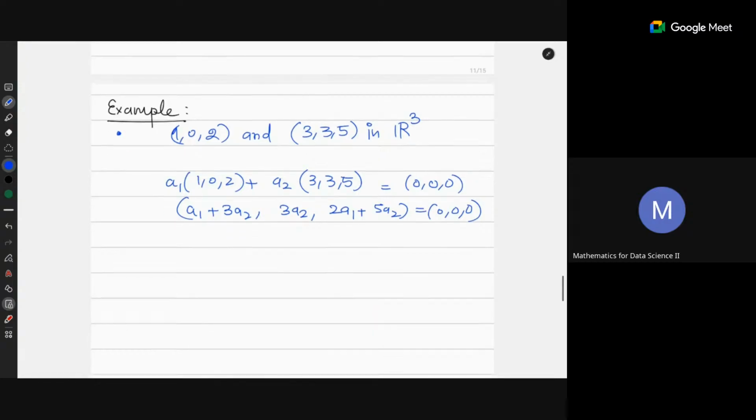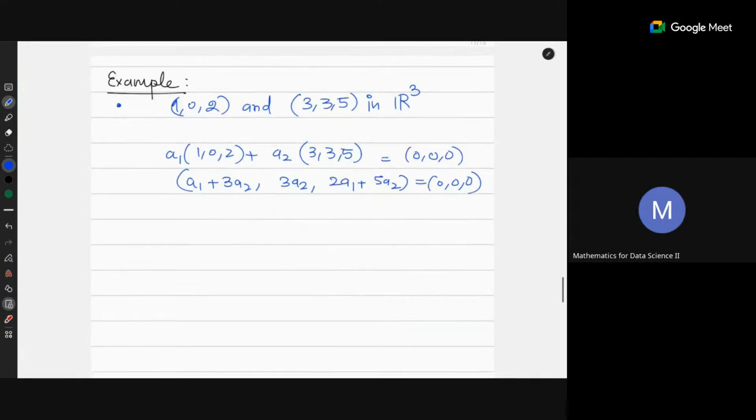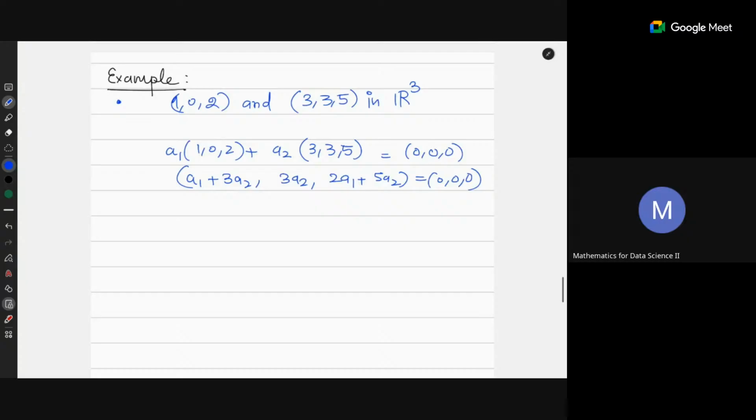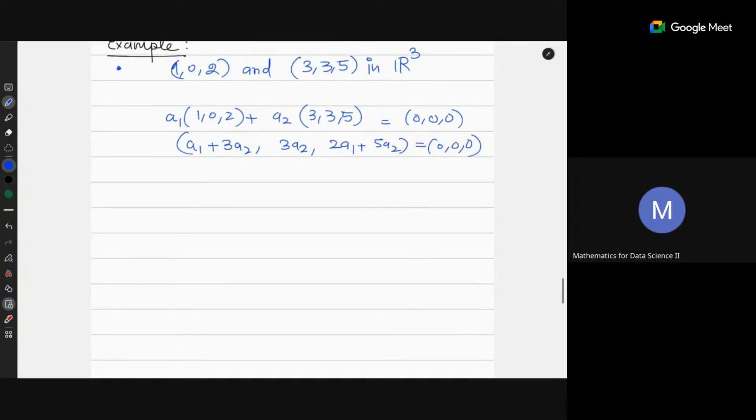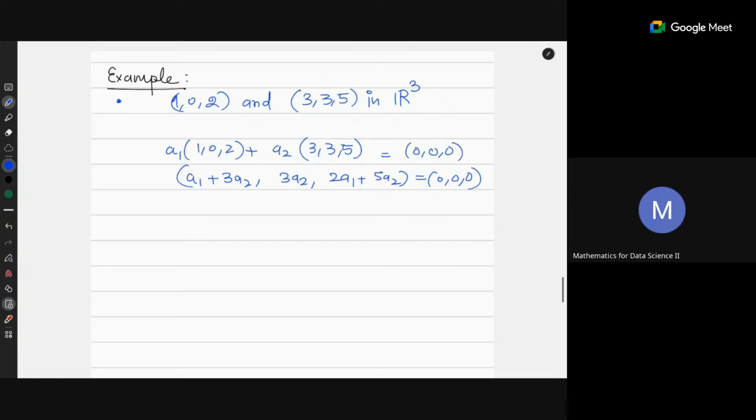Again, there are two vectors and they are in R3. We will solve the system of equations, and if it has a unique solution, then they are independent. But because there are two vectors, if they are dependent, then they have to be multiples of each other. That is what we noticed earlier. Can you tell me quickly whether they are multiples of each other or not?